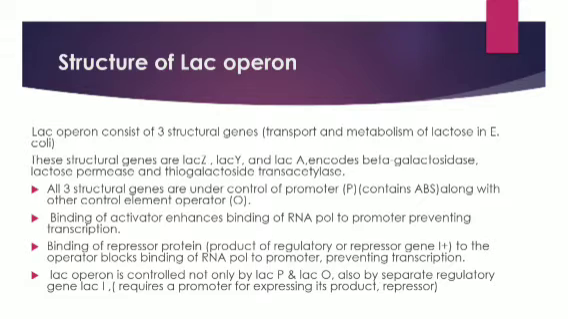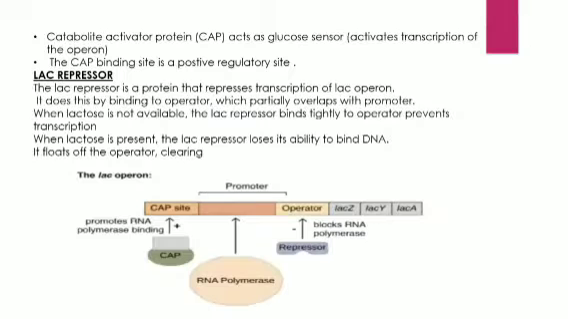Operator is O. Binding of activator enhances binding of RNA polymerase to the promoter. Binding of repressor protein to the operator blocks binding of RNA polymerase to the promoter, preventing transcription. The lac operon is controlled not only by the lac promoter or lacO, but also by a separate regulatory gene, lacI, and the catabolite activator protein, that is CAP, which acts as a glucose sensor. The CAP binding site is the positive regulatory site.